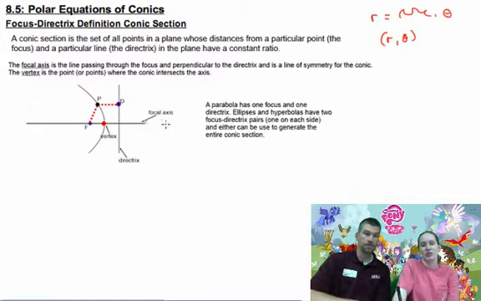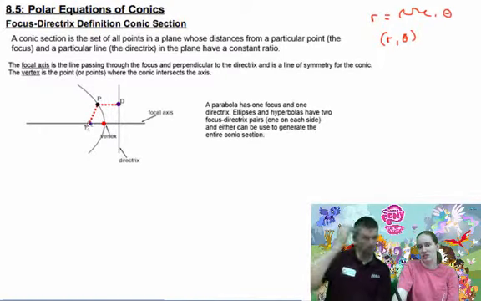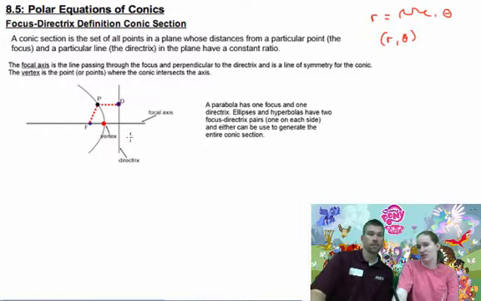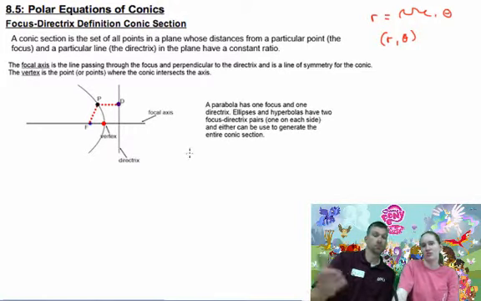So what we'll have is a focal axis. That's the axis that goes through the focus and the vertices. And then we've got the directrix, which is a line that's perpendicular. At any place we pick on the conic section, the distance from the focus to the directrix has the same ratio. A parabola has one focus and one directrix. Ellipses and hyperbolas have two focus-directrix pairs, one on each side. So we could set up another side over here for our ellipse and have another vertex and focus depending on the information we were given.